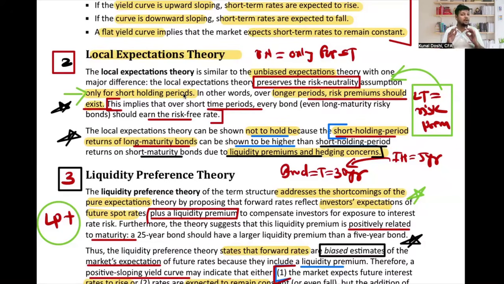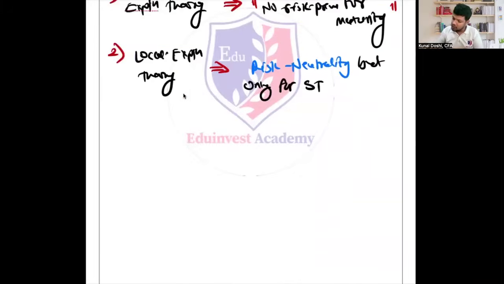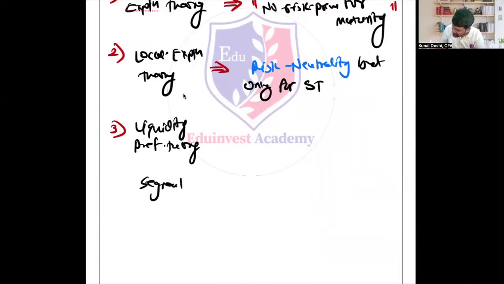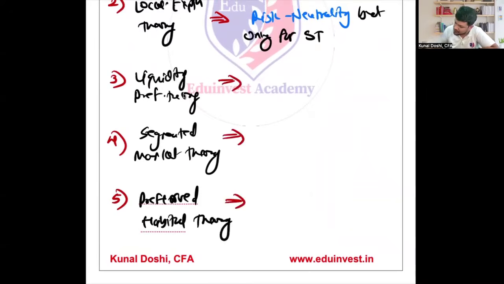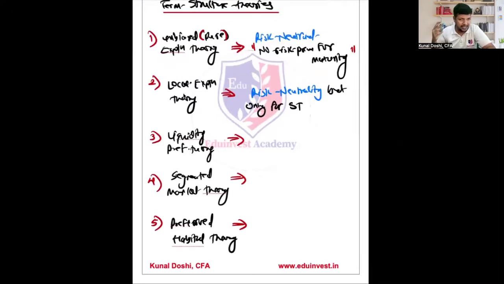The more important ones are the liquidity preference and segmented market theory, so I'll move to those. The liquidity preference theory. Then you have the segmented market theory. And then you have the preferred habitat theory, which is perhaps quite similar. Now, you need to understand the minor differences between all of these from the theory point of view. They might probably ask you all of this in the theory.